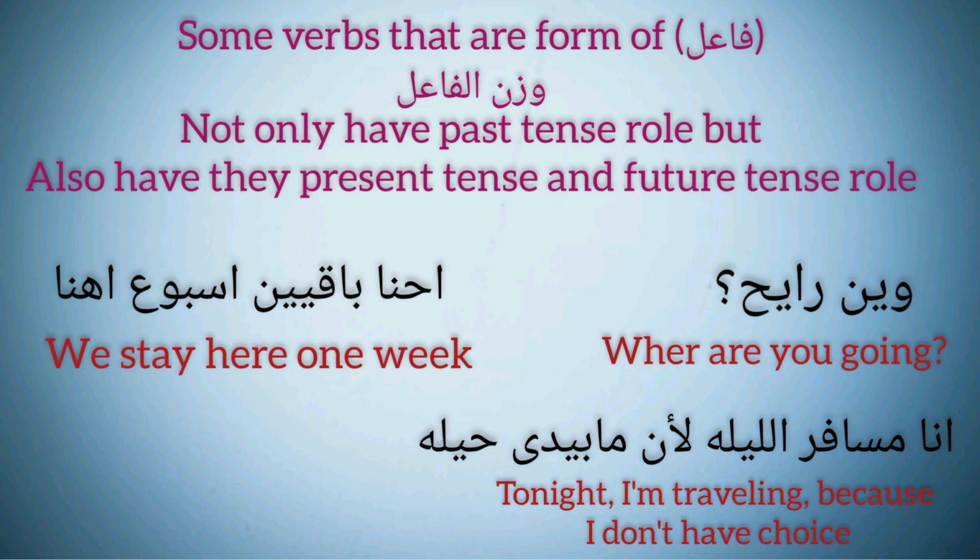For example, وين رايح؟ Where are you going? We cannot translate it or use it as a present perfect. We cannot say, where have you been? We have to say, in this context, where are you going? And for female, we say, وين رايحة؟ And for plural, we say, وين رايحين؟ Where are you going? For جمع مؤنث, a group of women, we say, وين رايحات؟ Where are you going?